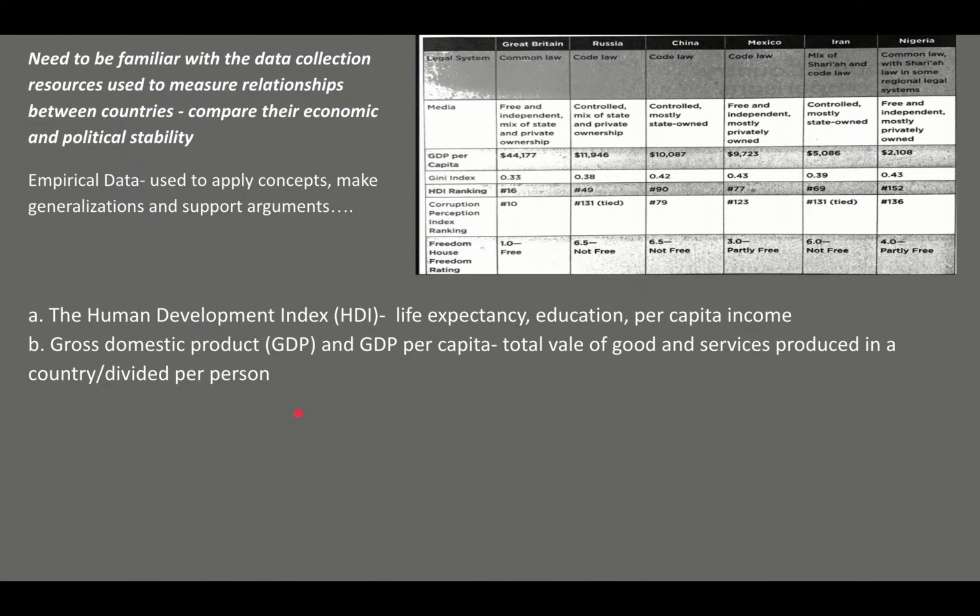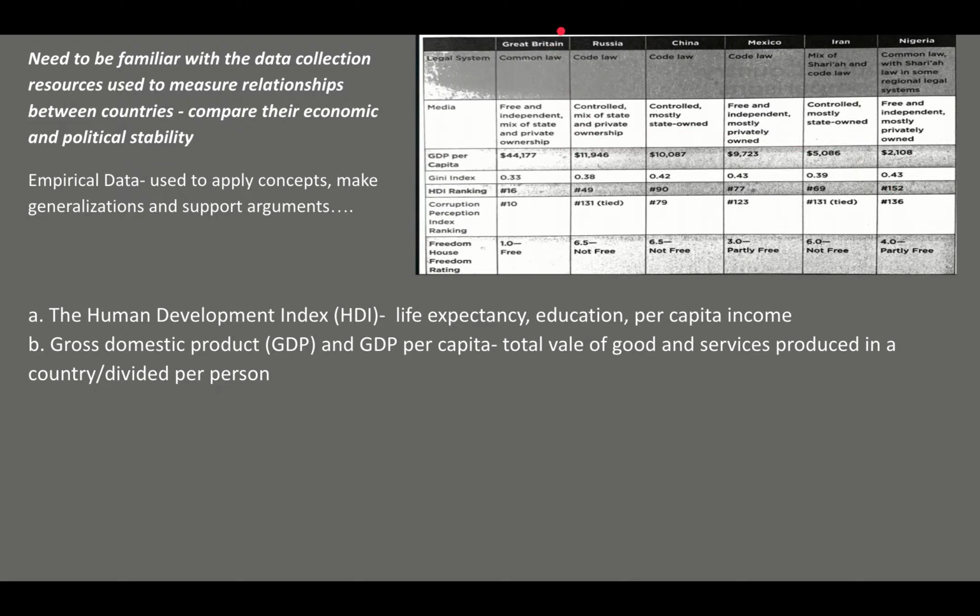Gross domestic product is the total value of goods and services provided in a country divided by the person. So that goes to the per capita income that relates. So GDP per capita is highest in Great Britain and is lowest in Nigeria. That's an empirical statement. A normative statement would be Nigeria should do what Great Britain did to become developed.